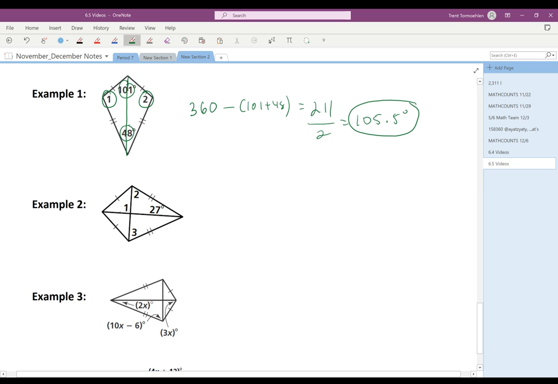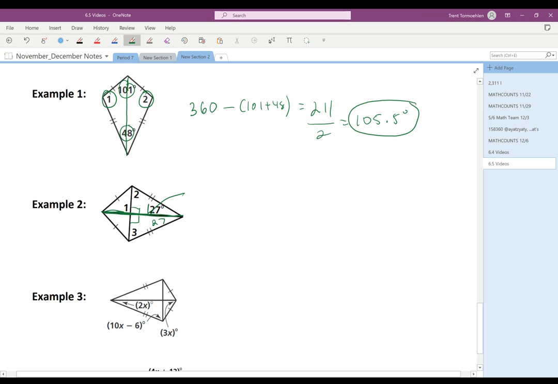For number 2, we've got both diagonals drawn in this time. And we remember that the vertex diagonal, this one right here, does two things. Number 1, it is perpendicular to the other diagonal, which means we've got some hidden angles here that are 90. As well, it bisects the angles. And so that means that angle also has to be 27.